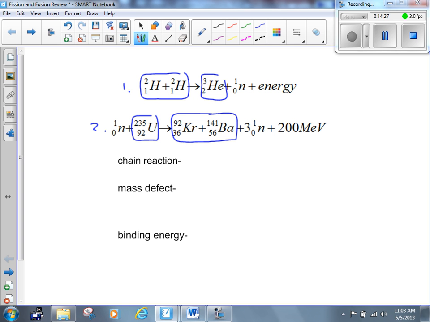Now, in fission, we had a neutron here that we had to add to the left-hand side, the reactant side, the parent side. Can anybody tell me why we had that neutron on the left-hand side? What was the purpose of that? Go ahead.